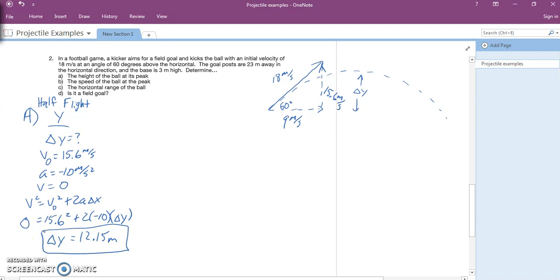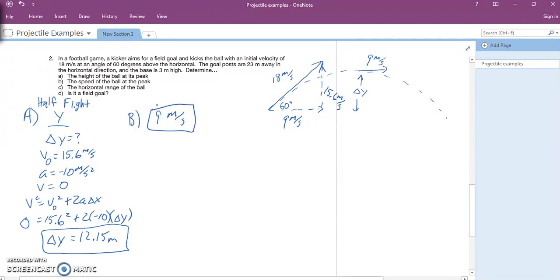That's part A. Part B, the speed of the ball at the peak. Well, it's not asking for horizontal, it's not asking for vertical, so we have to consider the total speed at the peak. It is still moving in the x direction at 9 meters per second. The velocity in the y direction is 0, so that total speed at the peak then is just 9 meters per second.